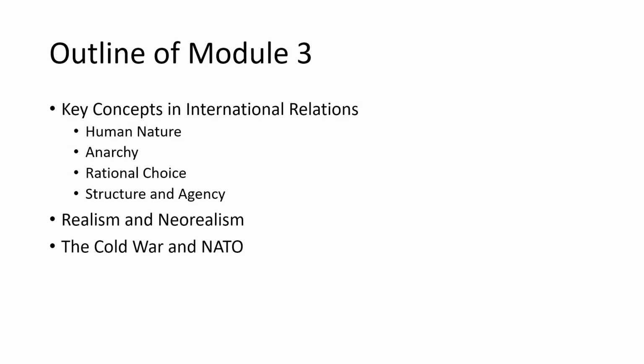In Module 3, we will learn about key concepts in international relations. In particular, we will look at human nature, anarchy, rational choice, structure, and agency debates. These concepts will allow us to understand the first theory of international relations that we cover in this class, realism, and its contemporary variant, neoliberalism, better. Then we will talk about realism and neorealism in relation to the Cold War and the North Atlantic Treaty Organization.